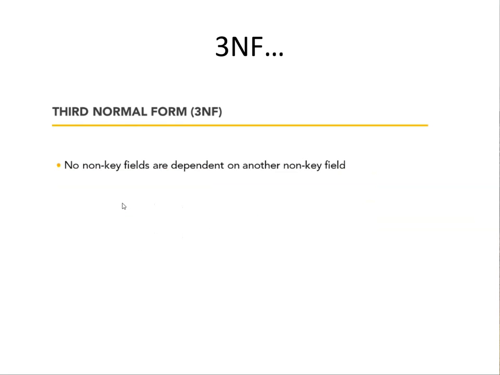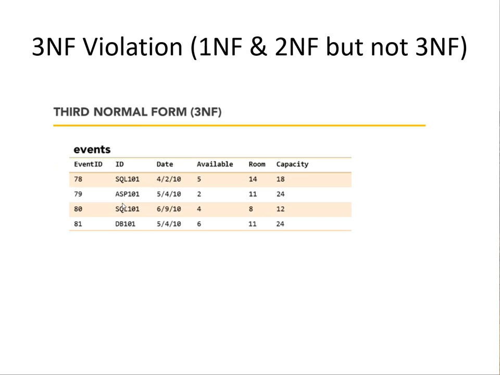Third normal form goes a step further. It says that no non-key fields, that is fields that are not primary keys, should have any dependency on another non-key field. So remember, with second normal form there must be complete dependency on the primary key. You cannot have partial dependency. Here we're saying if we have a non-key field, there cannot be dependency on another non-key field. The dependency should only be on the primary key.